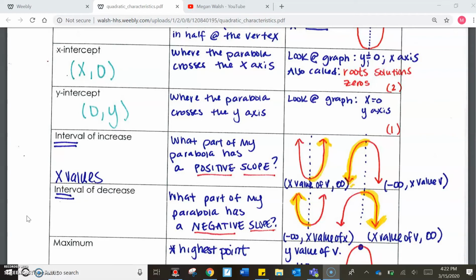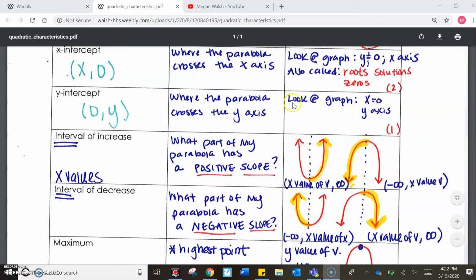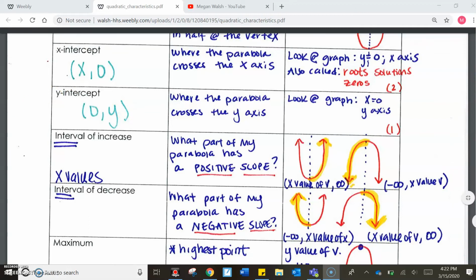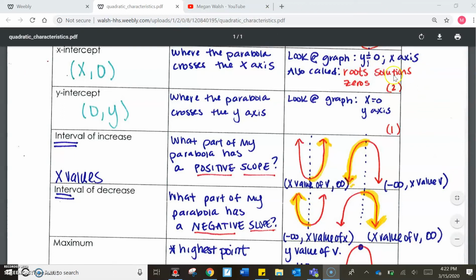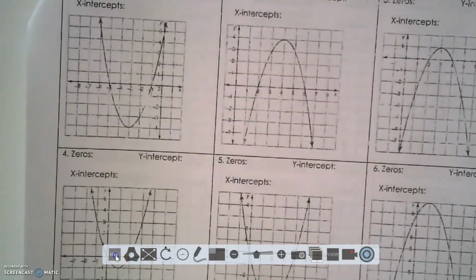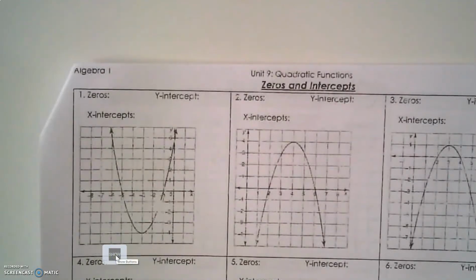Back on the notes page, let's talk about x and y intercepts here. X and y intercepts haven't changed. The only difference is with quadratics, when we look at that graph, that parabola, I can have up to 2 x-intercepts. And remember, we talked about x-intercepts also having the name roots, solutions, and zeros. Our y-intercept is still where it crosses the y-axis. So let's look at page 11 and just do a couple of examples.